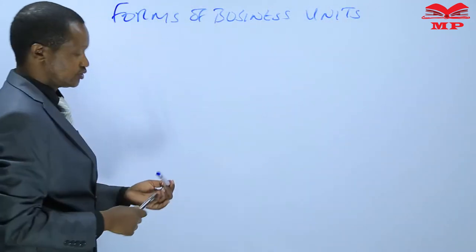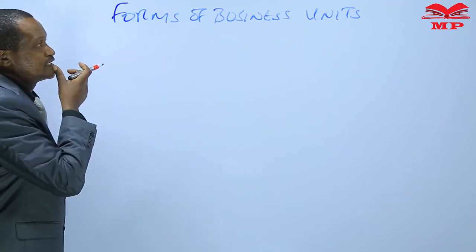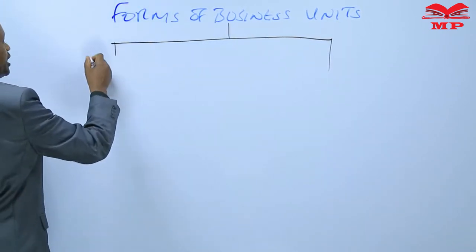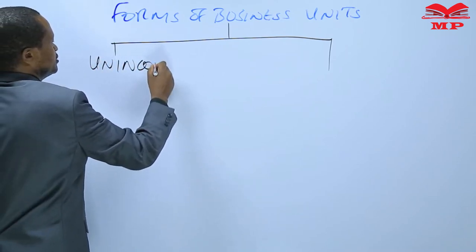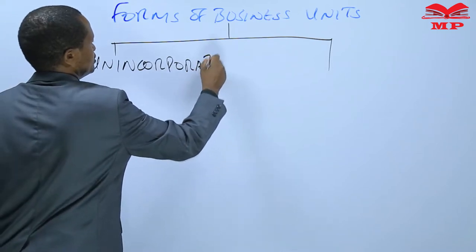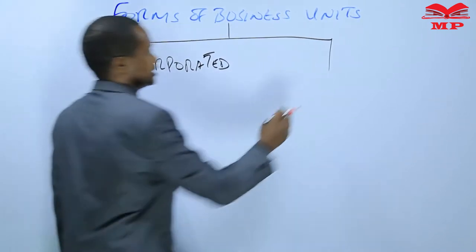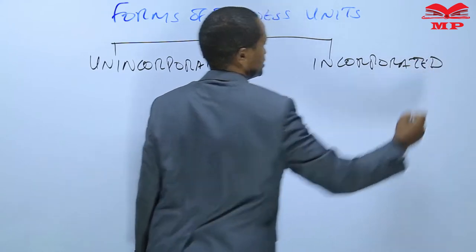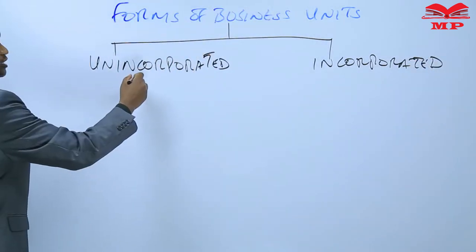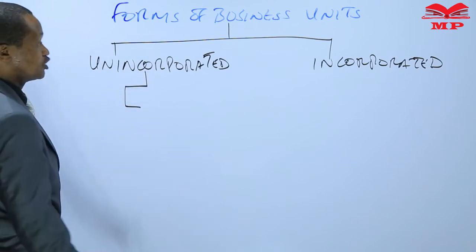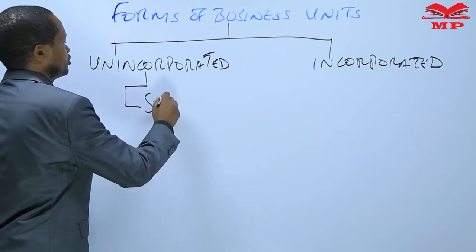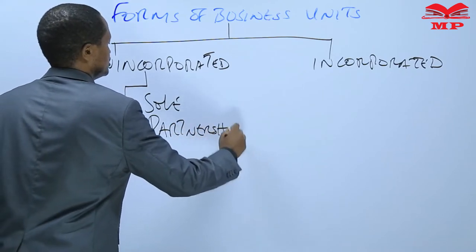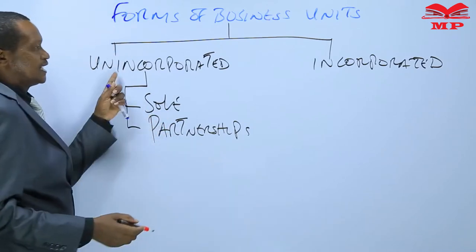In the introductory lesson, if you can remember, we said that business units can be categorized into two. That is the unincorporated business units and the incorporated business units. We mentioned that some of the unincorporated units include the sole proprietorships and the partnerships. These are forms of business units that are unincorporated.